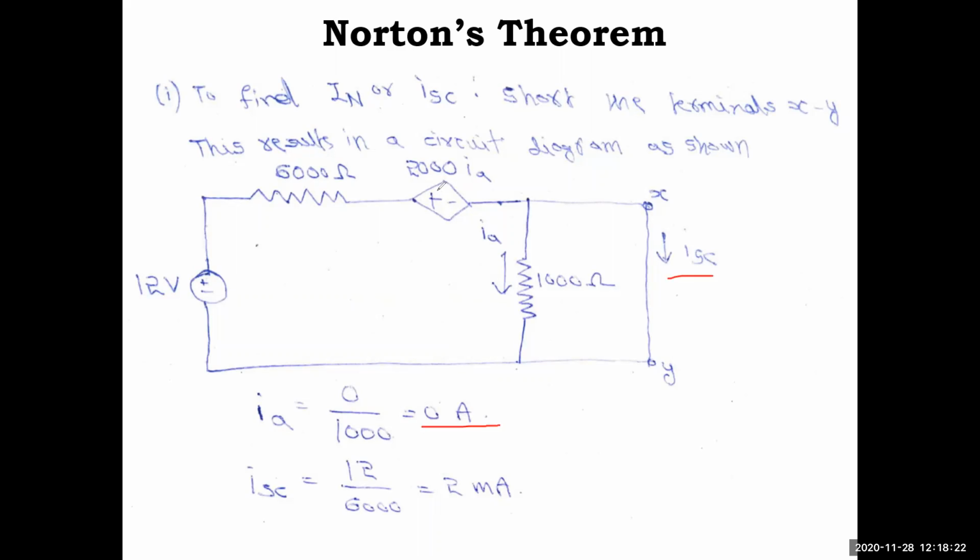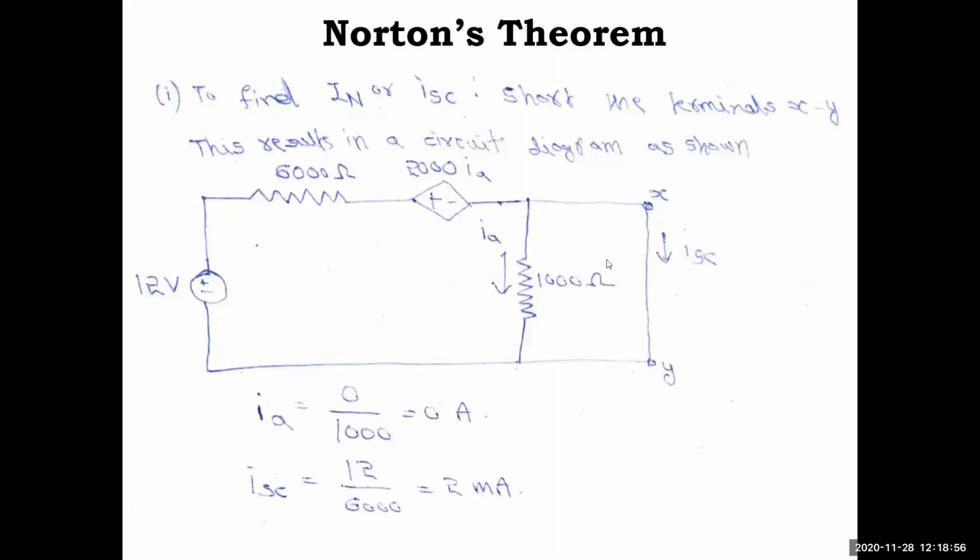Because of this 0 amps, 2000 into 0 means 0, so this becomes a short circuit. What is remaining here is 12 volt in series with 6000 ohm. What is this current? It is Ohm's law, I equal to V by R. So 12 by 6000, which is 2 milliamps. Use the calculator. You got ISC equal to 2 milliamps. Hope you understood this.